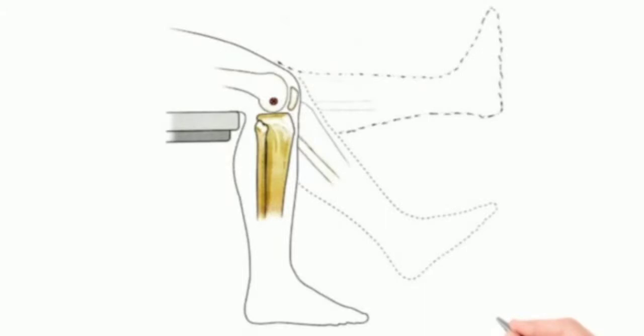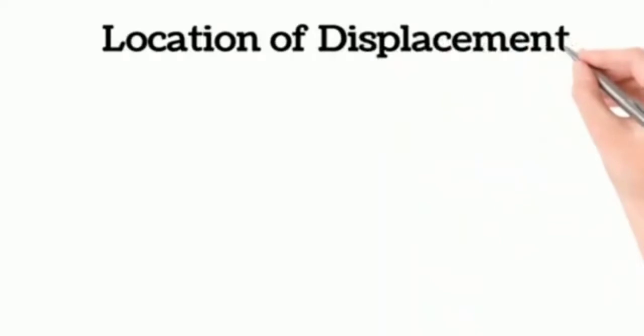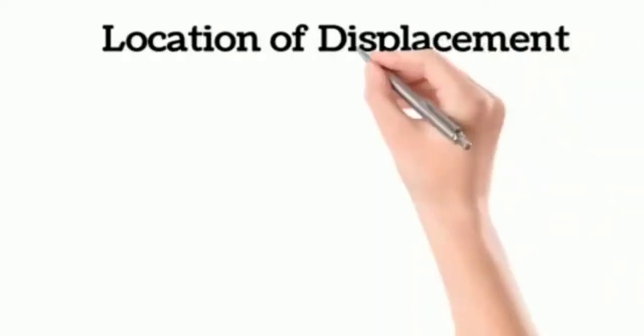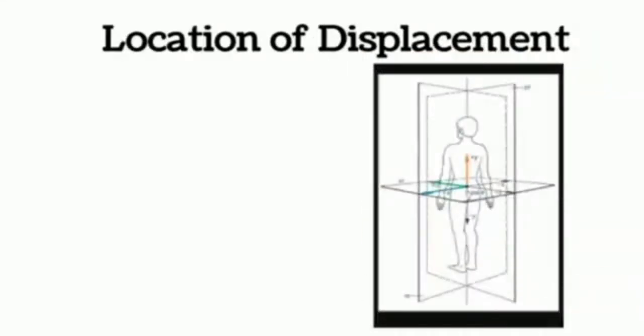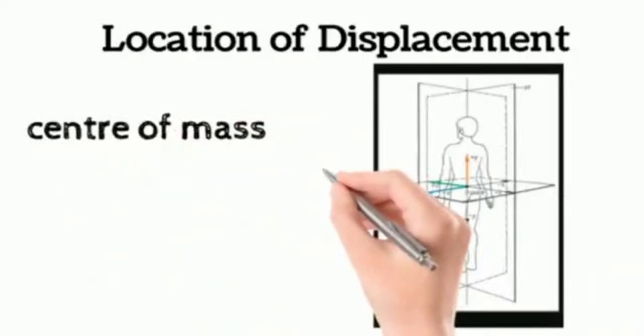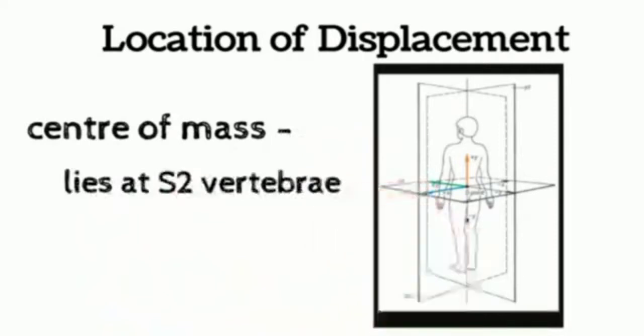Now coming to the location of displacement in space. Displacement is nothing but motion of a segment. Flexion, extension, abduction: the location of these movements is represented by the center of mass. In this picture we can clearly see that the center of mass lies at the anterior side of the S2 vertebra. S2 vertebra is nothing but the second sacral vertebra. From this center of mass, the coordinate system originates: x-axis, y-axis, z-axis. These 3 axes originate from the center of mass. From this we can say in which plane and axis the movement occurs.